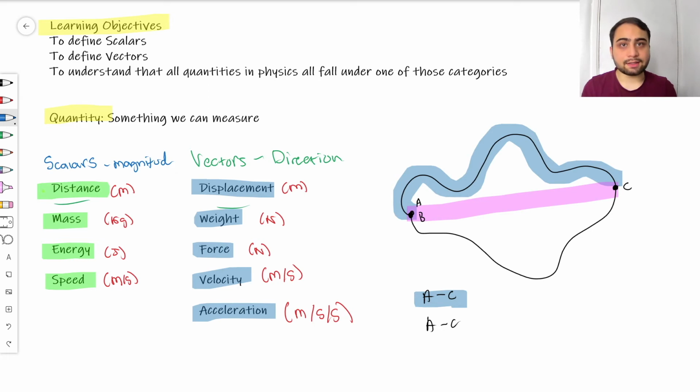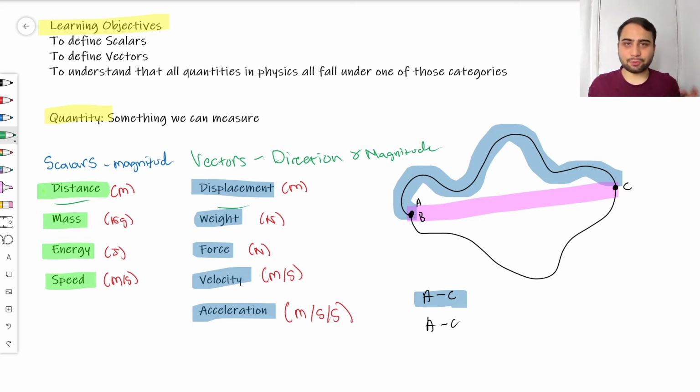But a vector has magnitude as well. So you know how far you're going, but also you know where you're going, what direction you're going. So it has direction and magnitude. Okay, so that's just our simple distance and displacement example right there. Now let's have a look at the remaining ones.